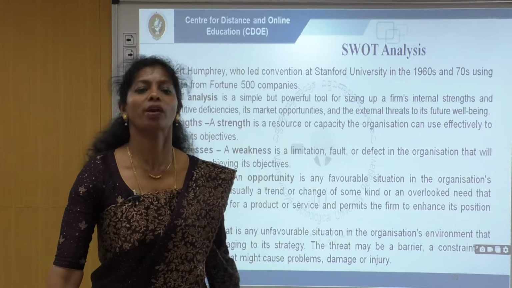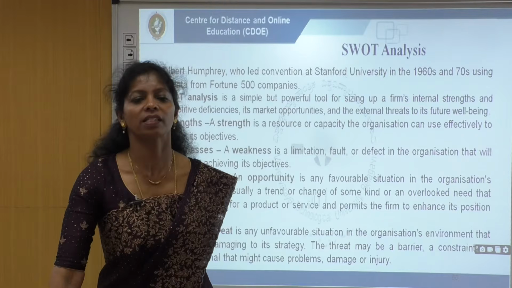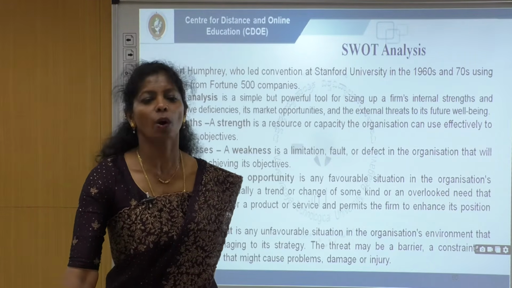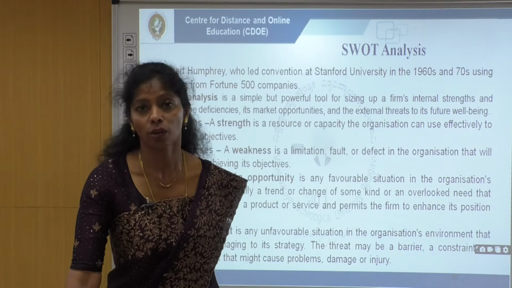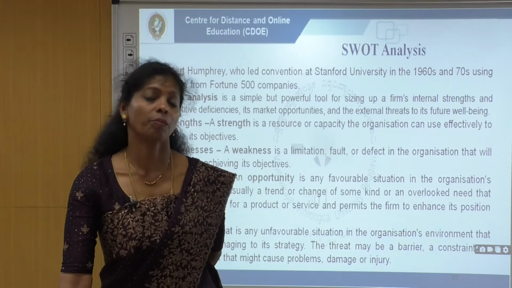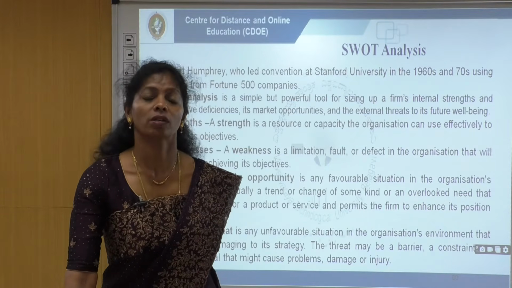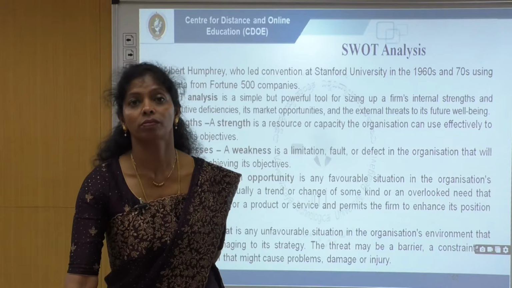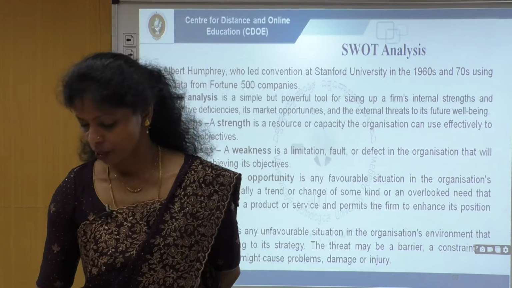So that's what demand for a product or service is, where you have overlooked the need. A threat is any unfavorable situation, can be a constraint which might cause problem, damage or injury. Can you control the competition? Entry of a competitor, for example, or a change in rules and regulations, guidelines, or government procedures you need to follow to start up certain things. Some companies may see it as a challenge to meet the requirements.